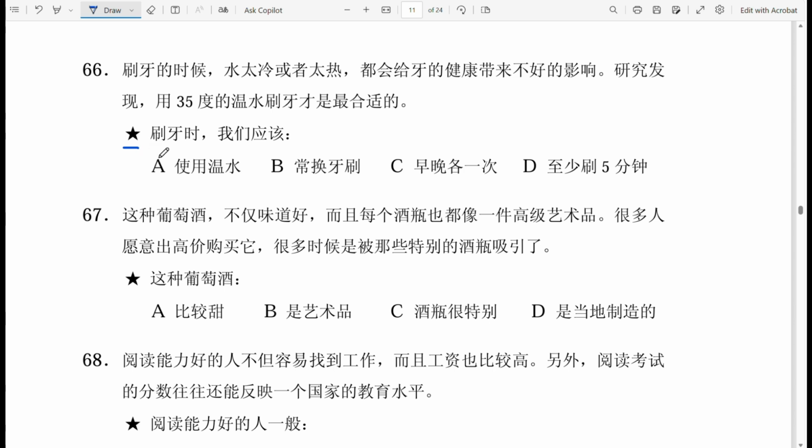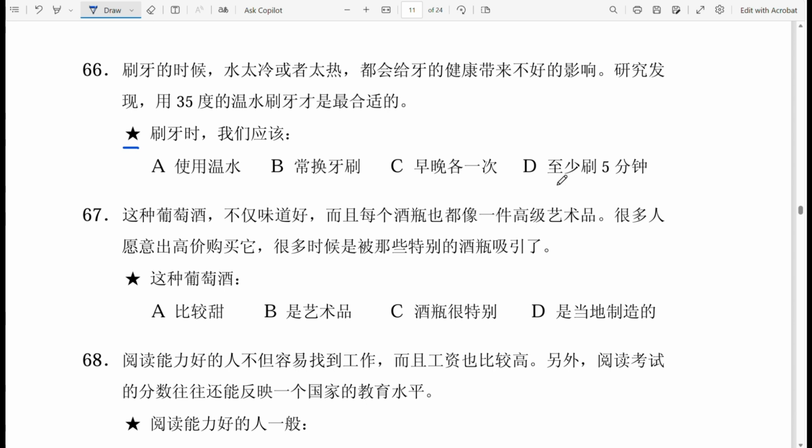So, number 66 says, 刷牙时我们应该. So, when brushing our teeth, we have to A. 使用温水. 使用 to use 温水, warm water. B. 常换牙刷, to change our toothbrush often. C. 早晚各一次. 早 from 早上, so in the morning, and 晚 from 晚上, in the evening, each we have to brush one time. Or D. 至少刷5分钟. 至少 at least, brush 5 minutes.